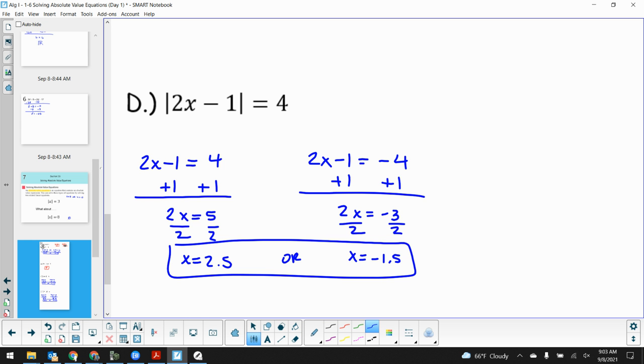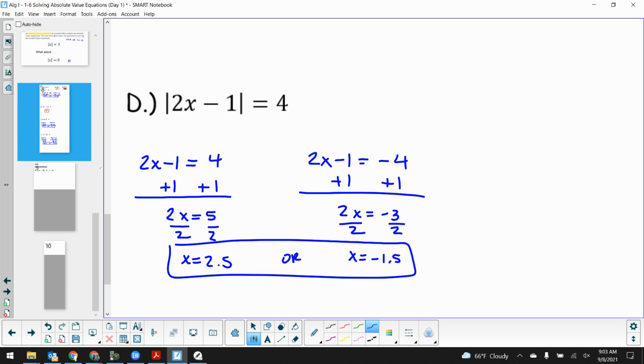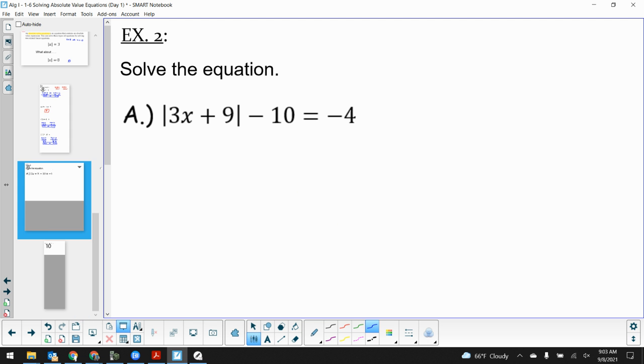Okay, now, A, B, C, and D have all been absolute value equals a number. Right? They've all been absolute value is equal to a number. So what happens when we add in things with our absolute value? What happens when we put things with it? Like, for example, this right here. The absolute value of 3x plus 9 minus 10 is equal to negative 4.